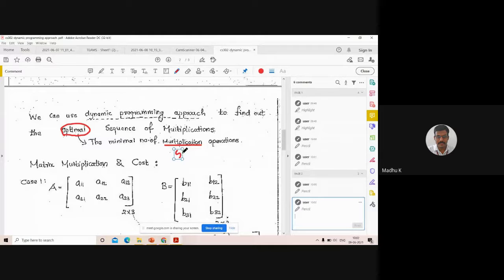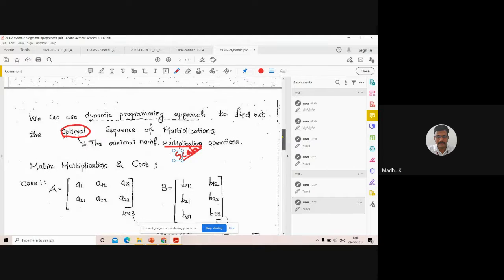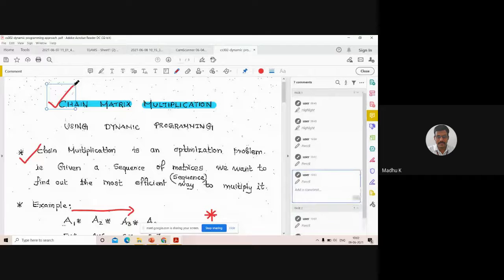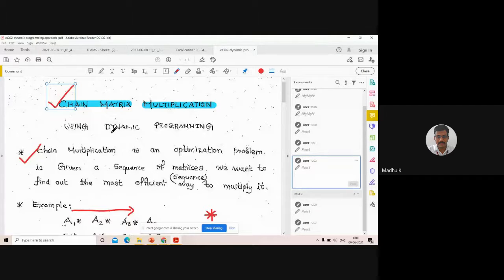I didn't add it, but it actually means scalar multiplication. I already introduced what scalar multiplication is: our normal multiplication of 2 values is called scalar multiplication. So that is the dynamic programming approach problem, chain matrix multiplication, and this problem can be solved using the dynamic programming approach that we will discuss later.